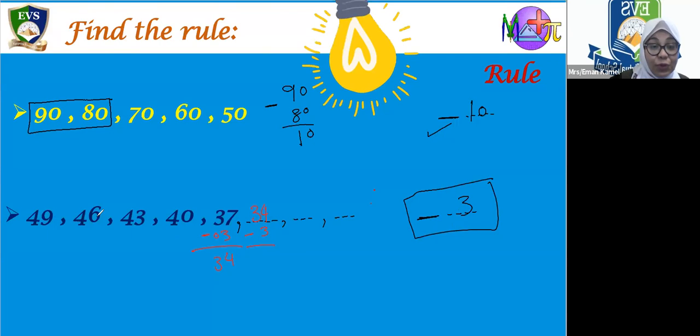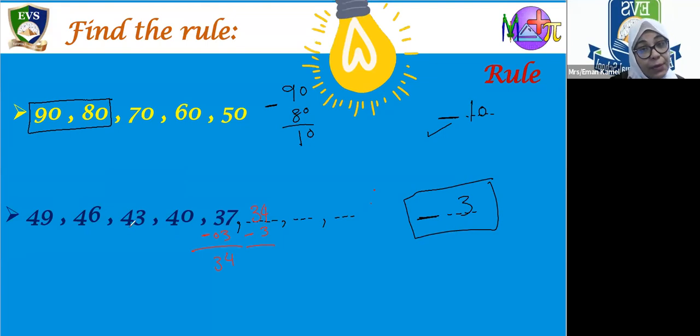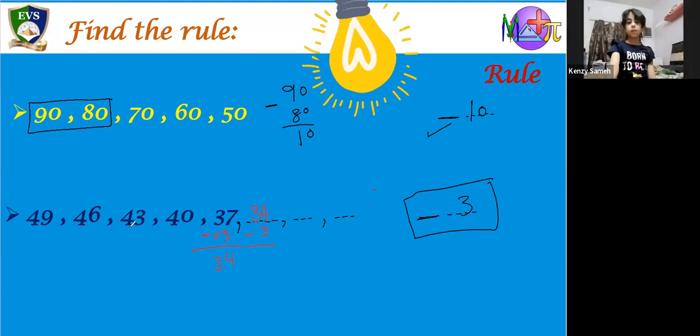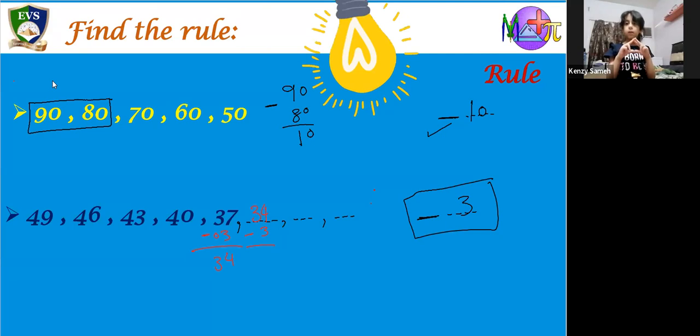Okay, again, how can I find the rule? Look at the numbers. 49, 46, 43 is a pattern. Going up or going down? 49, 46, 43, 40, 37. Yeah, is the pattern going up or going down? After 49 comes 46, then 43. So the numbers are increasing or decreasing? Look at my hands. Increasing or decreasing? Decrease. Excellent girl.